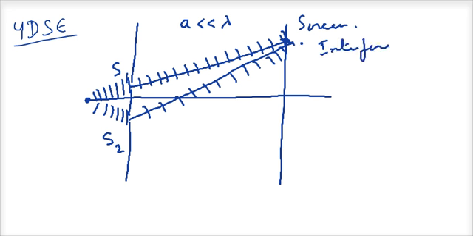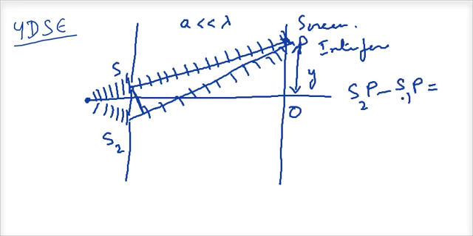Now suppose we call this point as P, and we call this as origin, this is the y-axis. Now let this distance be equal to y. So what happens is that you get light waves from S1 and from S2 which have a phase difference. The reason why they have a phase difference is because there is a difference in path. Very clearly you can see that S2P minus S1P is something. Okay, it is not equal to 0.